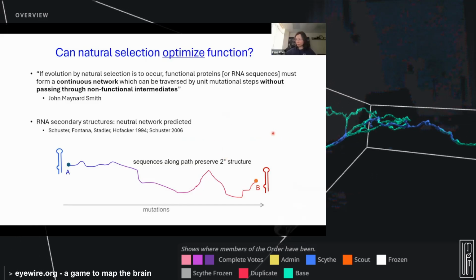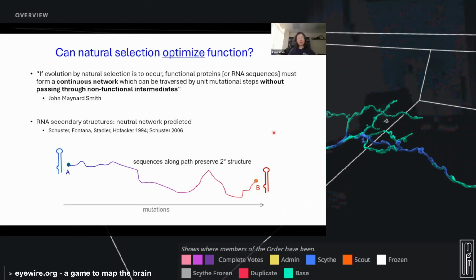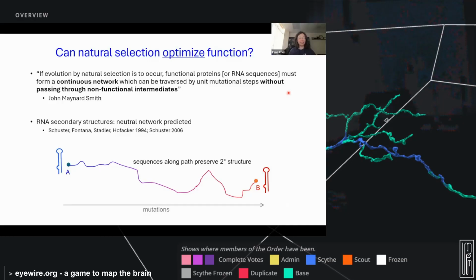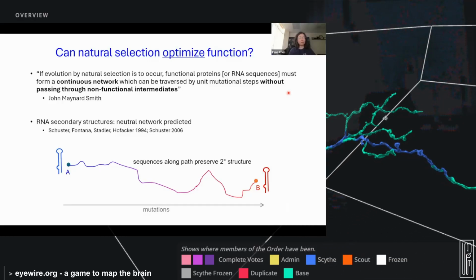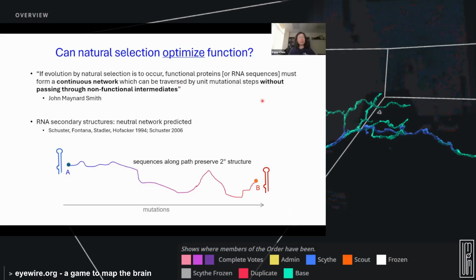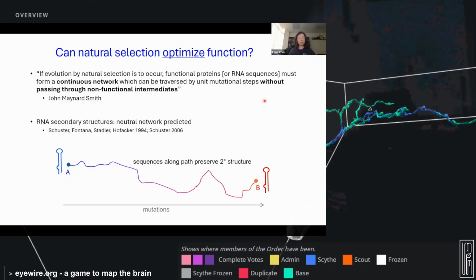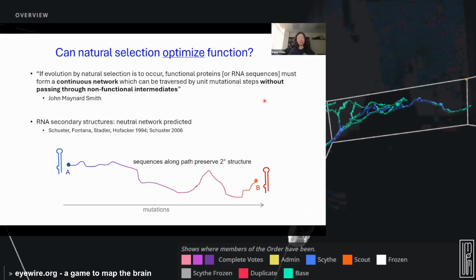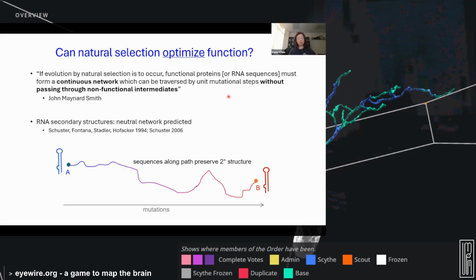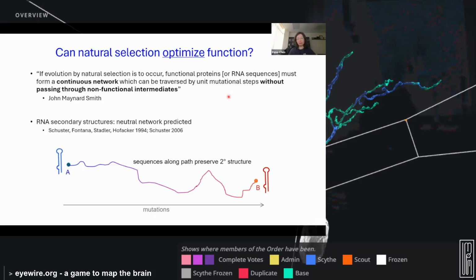Okay, so back to one of our original questions. We were wondering about the connectivity of the fitness landscape. So I like to go back to this. It's simplistic, but it captures the view of early evolutionary biologists, John Maynard Smith. He was saying that if natural selection is going to occur, in particular for this optimization process, then there needs to be a continuous network that can be traversed by unit mutational steps. So like mutations leading from point A to point B without going through a really low fitness intermediate.